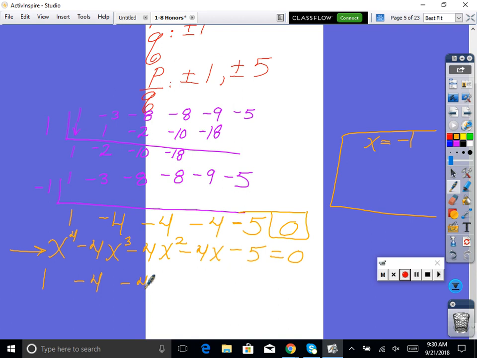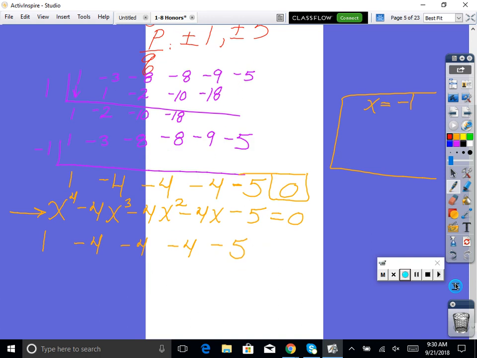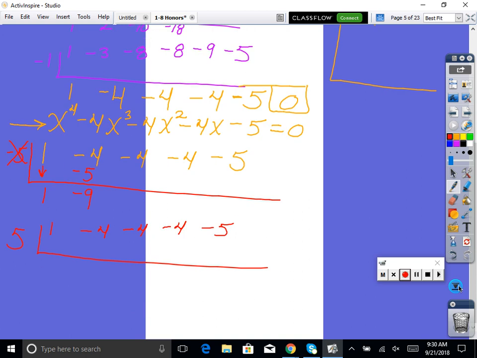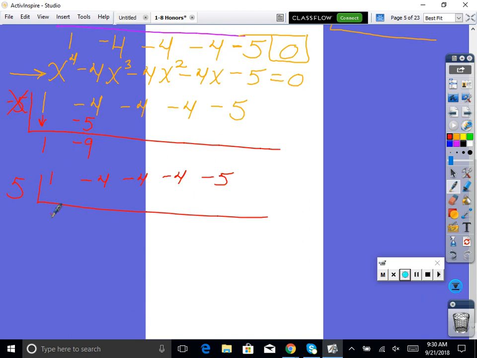1, negative 4, negative 4, negative 4, negative 5. And let's test 5 and negative 5, because those are our only other two options. So let's test negative 5 and 5. Sorry. Somebody split it up and start doing 5 as well. 5 works? Okay, then I won't keep going with negative 5 because I don't believe it works. Yeah, it doesn't. Okay, so what did you get when you divided by 5?